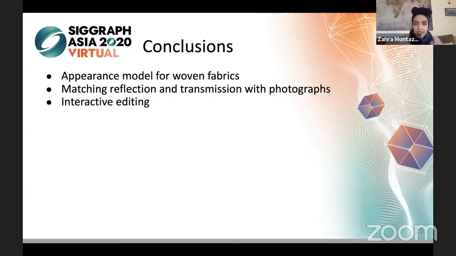And the conclusion: an appearance model for woven fabrics, that's what we proposed. And then we have the reflection and transmission. And lastly, it's quite fast and interactive.